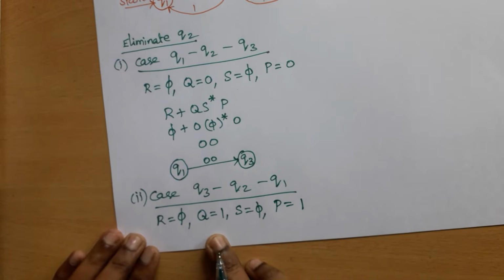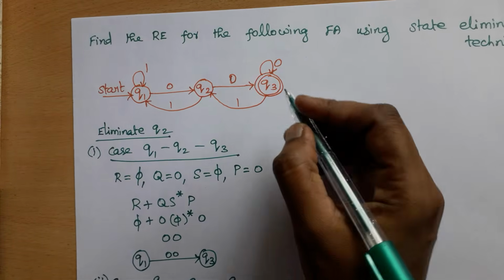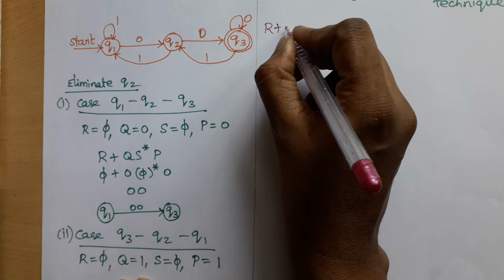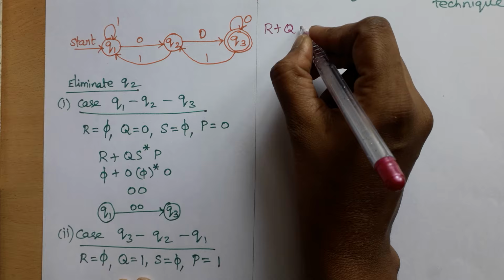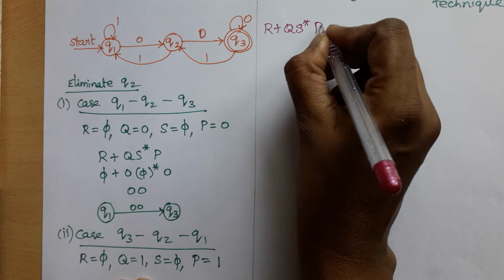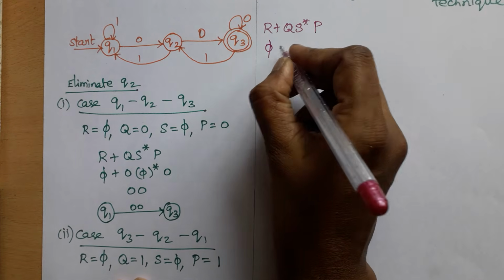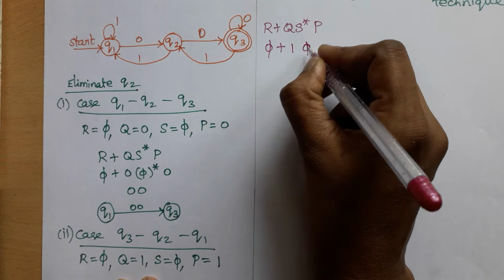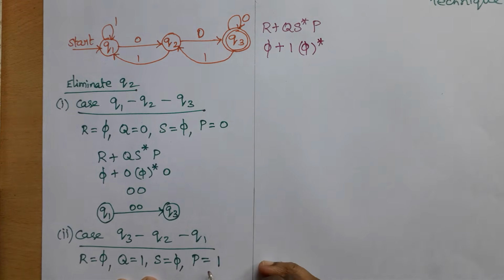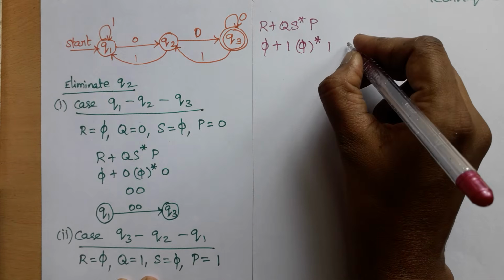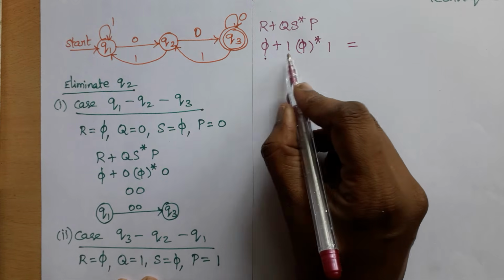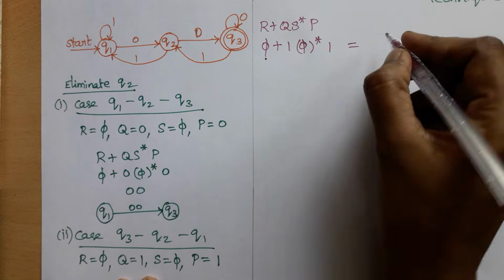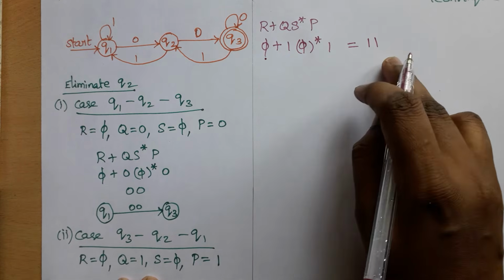Now we have to substitute in this formula R + Q S* P. Right, so φ + 1 φ* 1. So φ plus a regular expression is that regular expression. Then 1 1, right? φ* is epsilon.